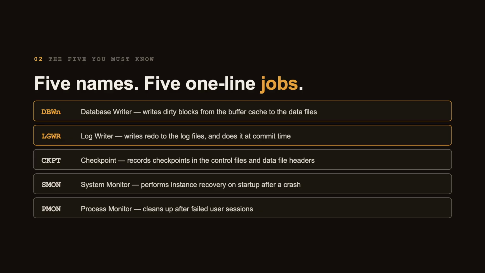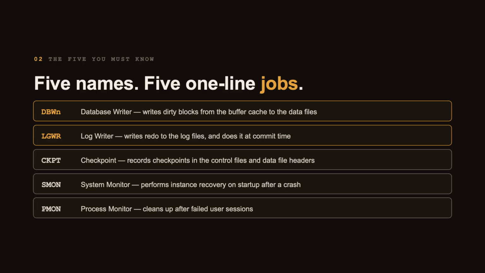DBWn, the database writer, writes dirty blocks from the buffer cache out to the data files. LGWR, the log writer, writes redo to the log files, and crucially, it does that at commit time. CKPT, the checkpoint process, records checkpoints into the control files and data file headers. SMON, the system monitor, performs instance recovery when the database starts up after a crash, and PMON, the process monitor, cleans up after failed user sessions. Memorize these 5 as a set.